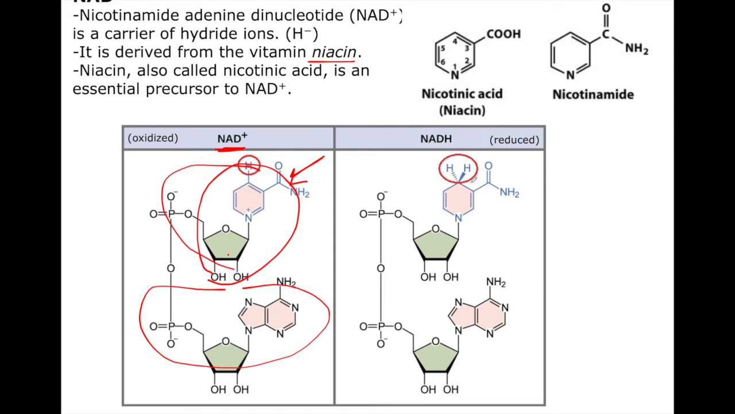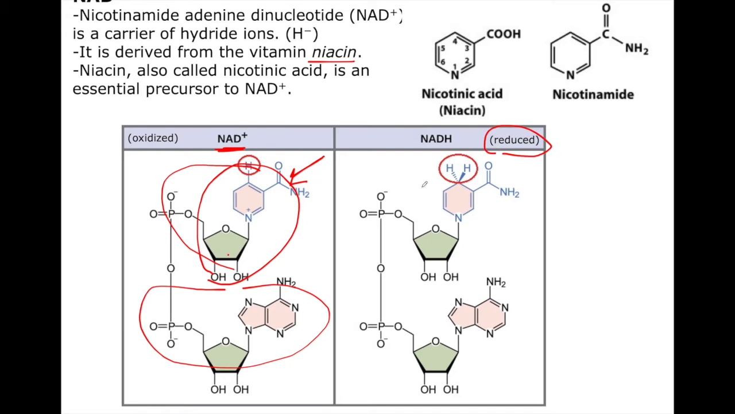So this NAD plus accepts a hydride ion. It accepts a hydrogen along with two electrons. So the hydride ion has two electrons. And so NAD or NADH is basically a hydrogen or electron carrier. It takes electrons off of something, and therefore it is reduced because it's accepting or gaining electrons.